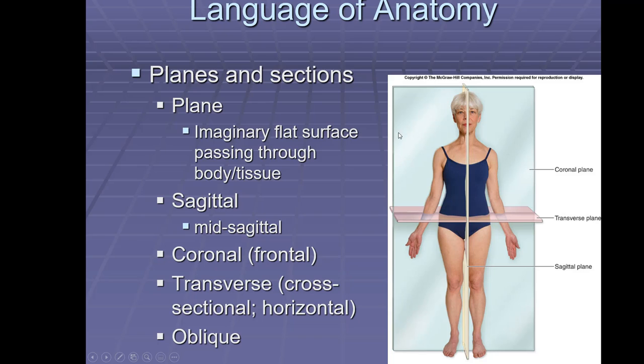Coronal divides the body into front and back. The coronal plane is also called the frontal plane, and it separates the body into the front and the back. And then transverse, also known as the cross-sectional or horizontal plane, divides the body into top and bottom.